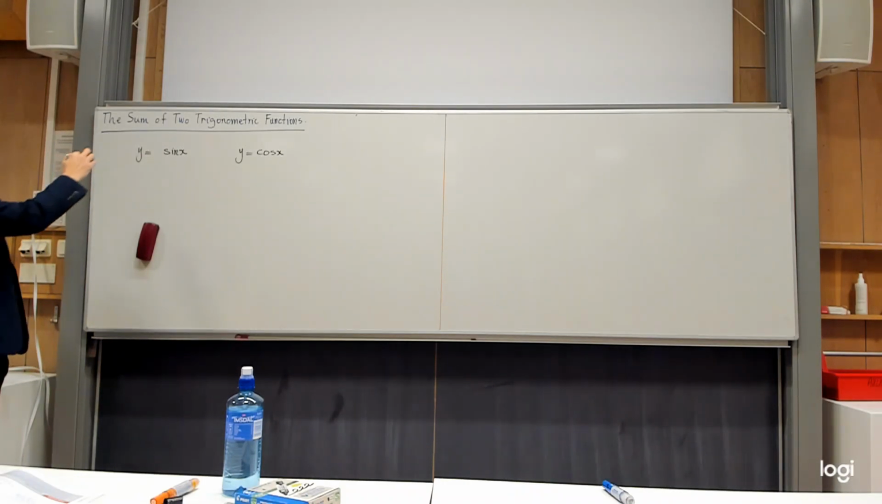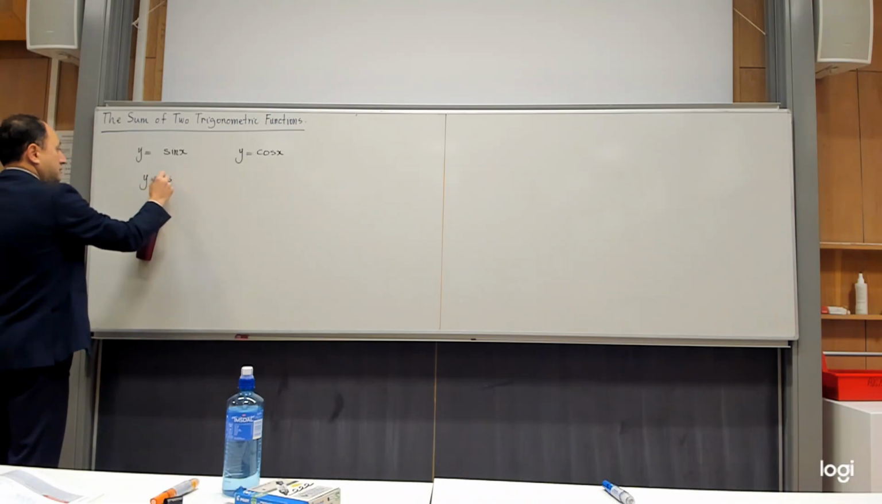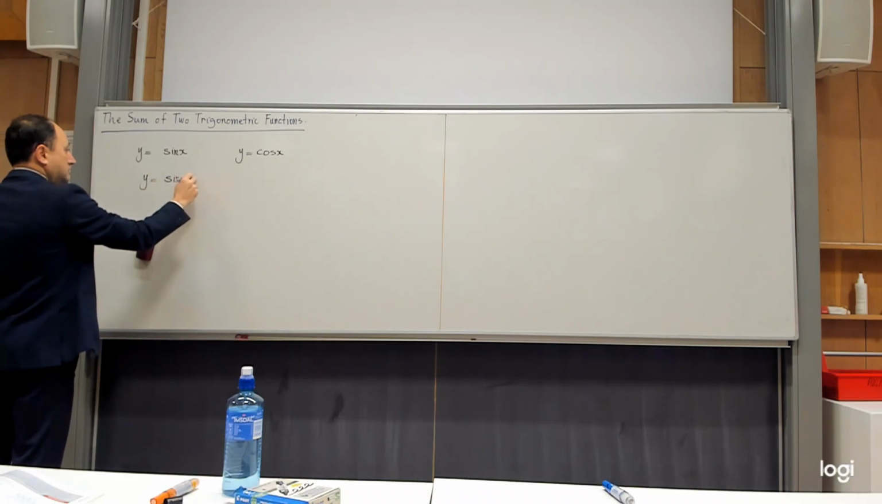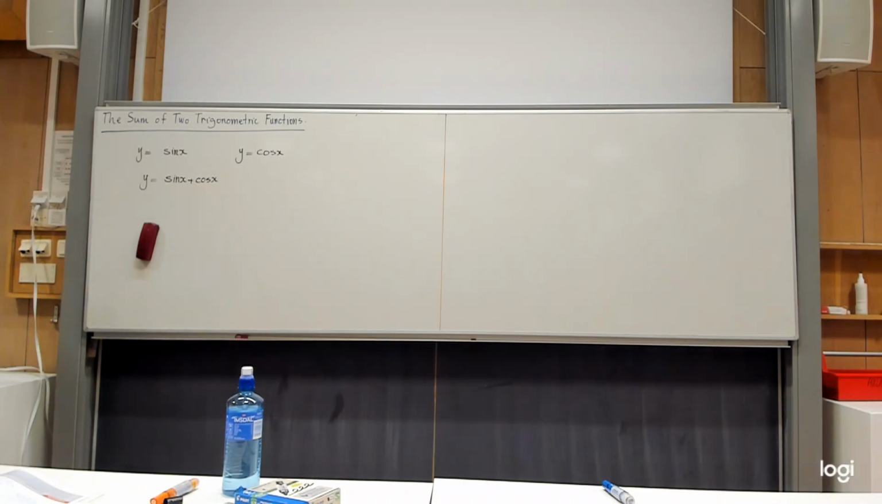Now let us sum the two trigonometric functions here, add them up. So I have sine x plus cosine x. And I ask you the same question. So what is the maximum of this sum now? Yes? 2 again. No.